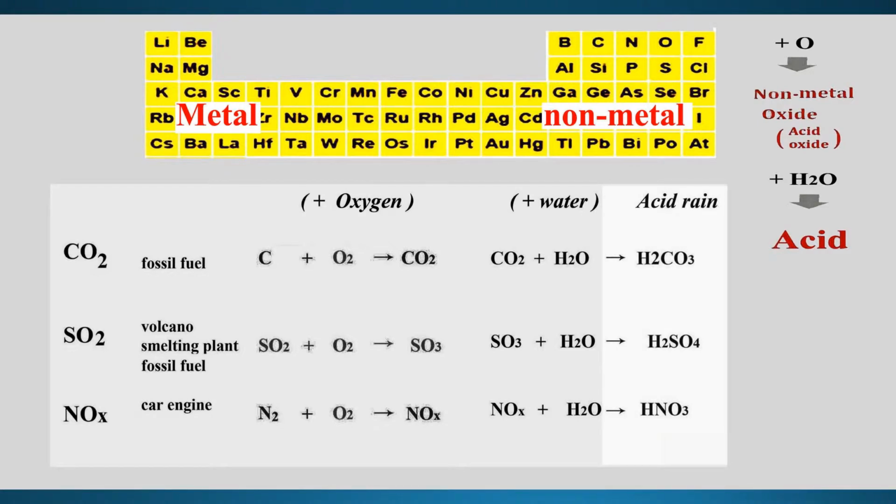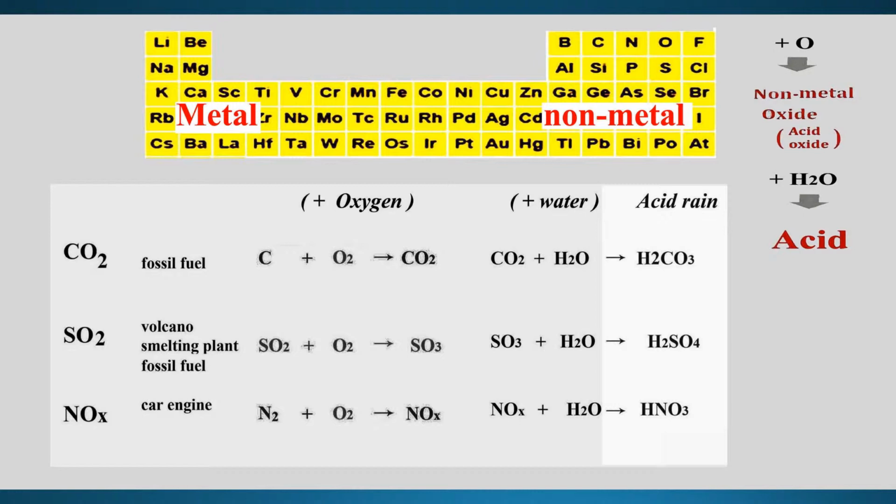Now let's look from the back. The acid rain. What is the first one? Carbonic acid. Please know the formula. The second one, sulfuric acid. The bottom one, nitric acid. Students, please know these three acids.